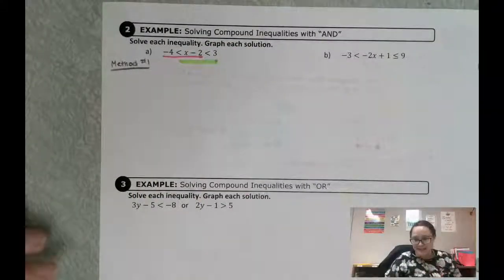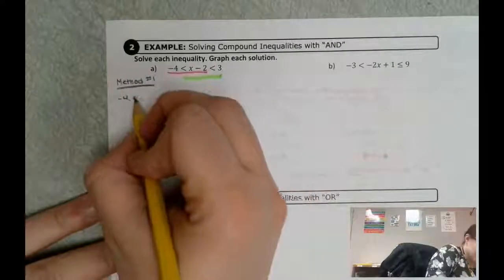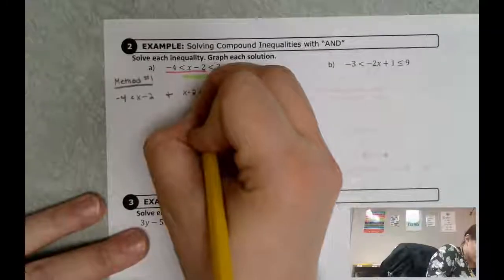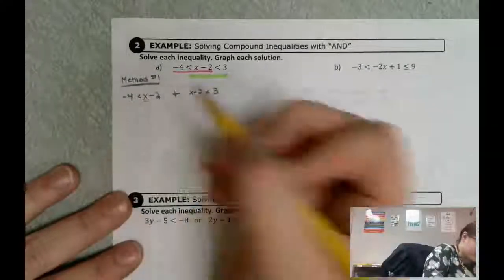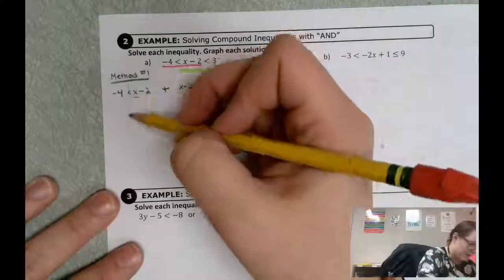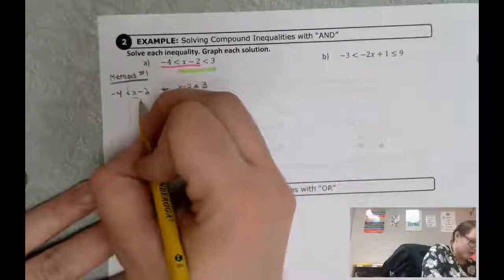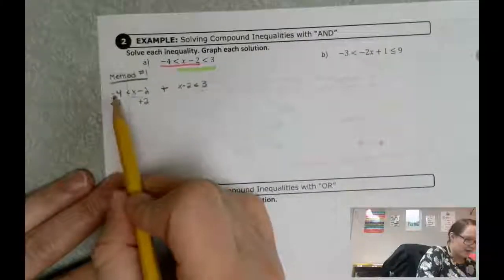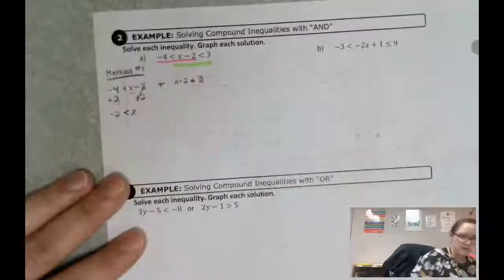So you can technically split these up and say negative 4 is less than x minus 2, and x minus 2 is less than 3. And then just solve them like normal. Okay? So remember, I want to get x by myself. So to solve this, I'm going to draw a line down to help me remember which side is which. I want to get rid of this minus 2. To get rid of subtracting 2, I'm going to add 2. Anything I do to one side, got to do to the other. So then I would have negative 4 plus 2. That's going to be negative 2. My less than sign stayed the same. And then I have x. So I did one part of it.